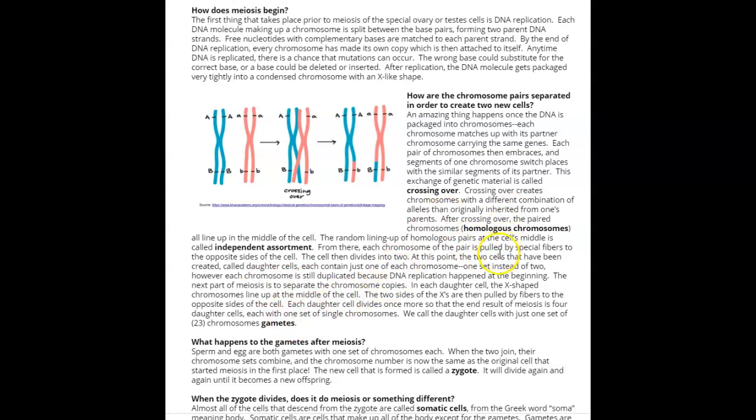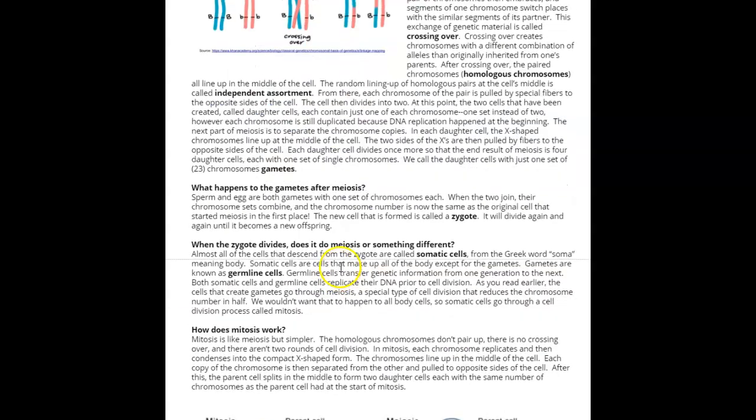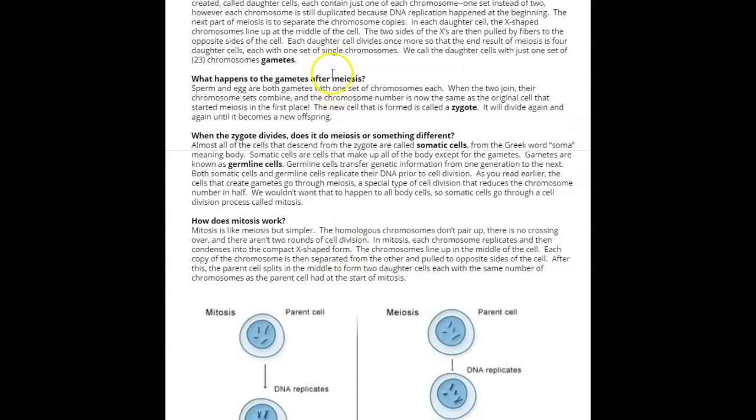In each daughter cell, the X-shaped chromosomes line up in the middle of the cell. The two sides of the X's are then pulled by fibers to the opposite sides of the cell. Each daughter cell divides once more so that the end result of meiosis is 4 daughter cells, each with one set of single chromosomes. We call the daughter cells with just one set of chromosomes gametes. What happens to the gametes after meiosis?